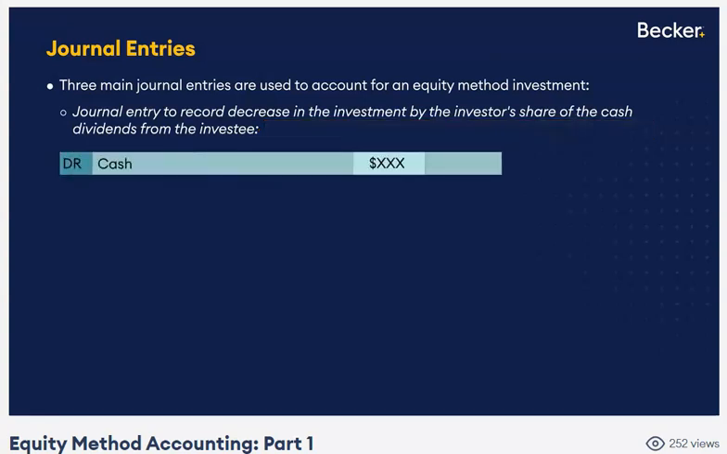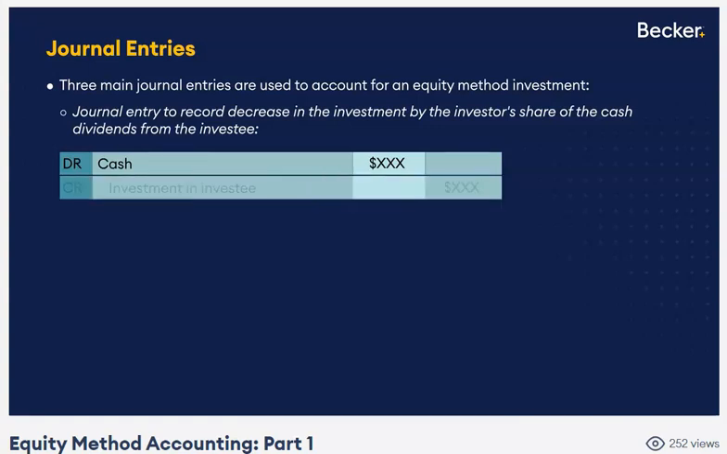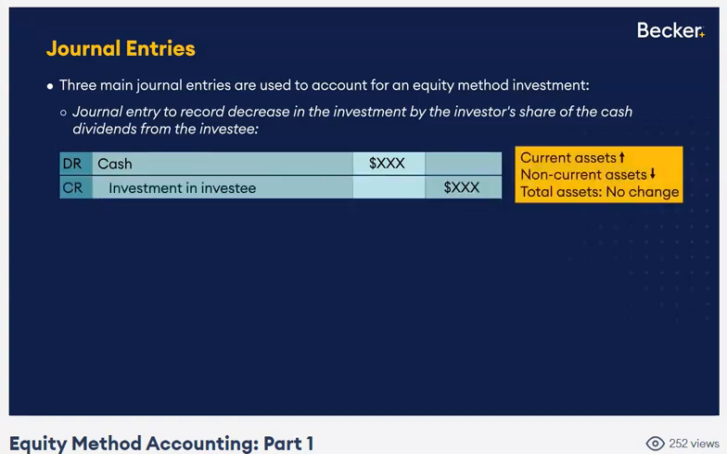Assuming it's a cash dividend, you would debit the cash. And then what would you credit? Not income. That'll be the most common wrong answer choice, equity method. That'll reduce the carrying value in the investment. We credit the investment account. So current assets go up, non-current assets go down, total assets, no change, all right?